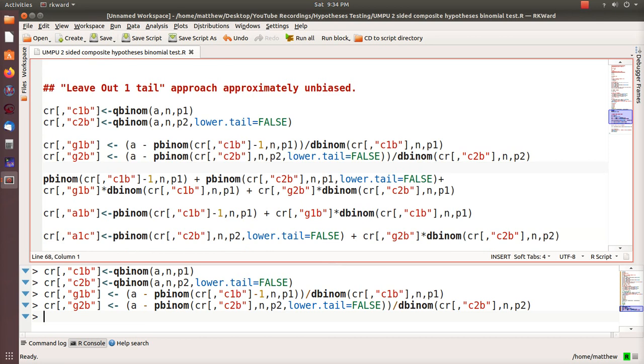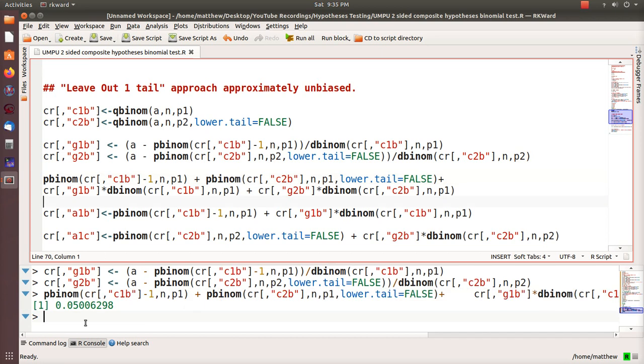I'm going to have gamma 1 and gamma 2. I'm going to have to point you back to the video where we solve for gamma 1 and gamma 2. And let's test to see what the critical region would be using this leave-out-one-tail test, and it's 0.05006298. So it agrees with an alpha level test up to 4 or 5 decimals. That's pretty close.